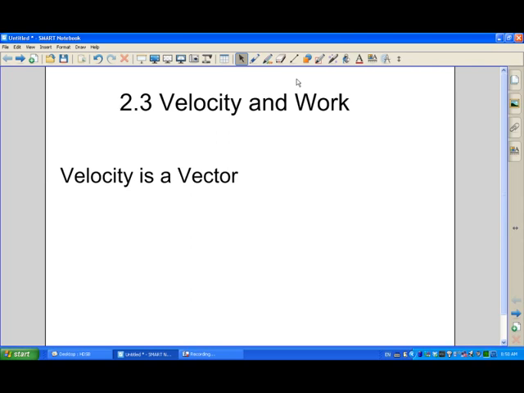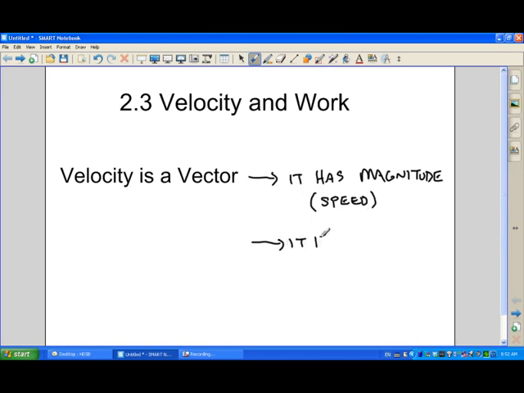Okay, everyone, welcome to lesson 2.3 on some applications of vectors and dot product. We're going to be talking today about velocity and work. I think today is going to be a short video, and I apologize in advance for the frog in my throat. Based on our discussions in Unit 1, we defined velocity as a vector because velocity has magnitude, and that magnitude is the speed of whatever it is we're looking at, and velocity also has direction.